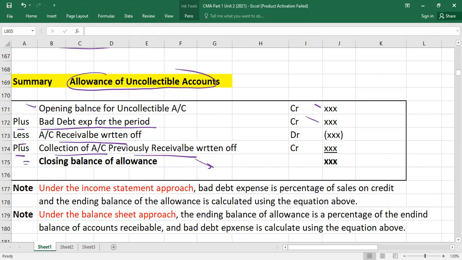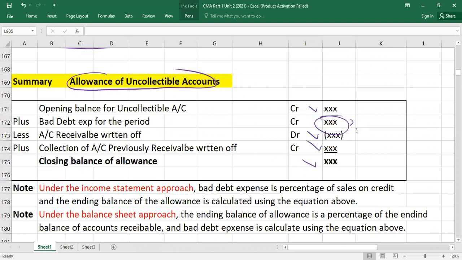Closing balance of allowance. Now guys, here I want to tell you one thing. Maybe in your exam question, let's assume he told you everything: the closing balance of allowance, and this value, this value, this value, but he's asking you to calculate bad debts expense for the period. How would you calculate? Go reverse. Reverse how? From bottom to top.